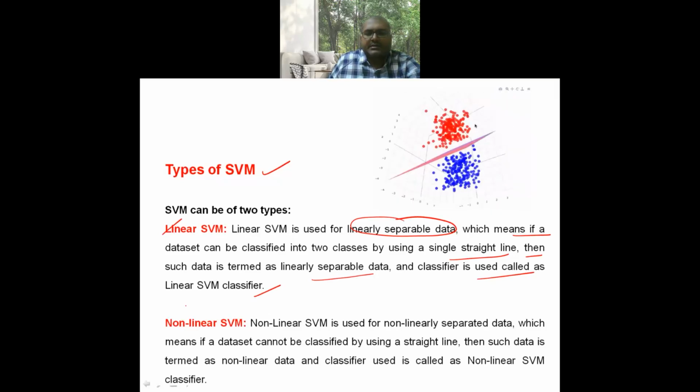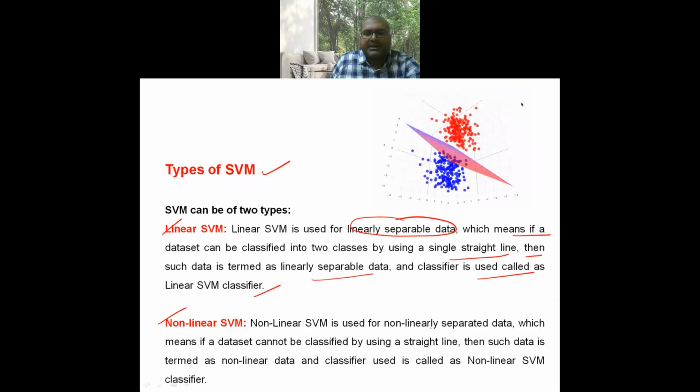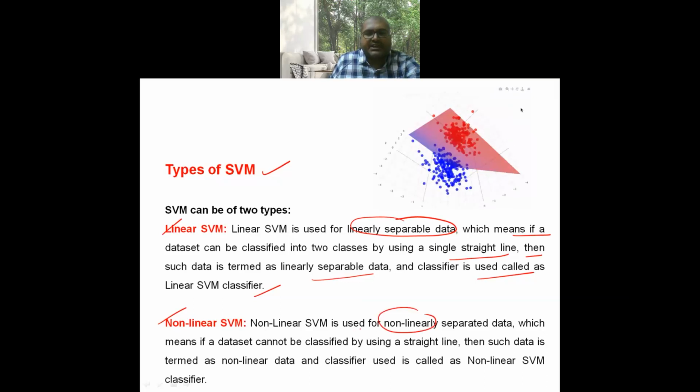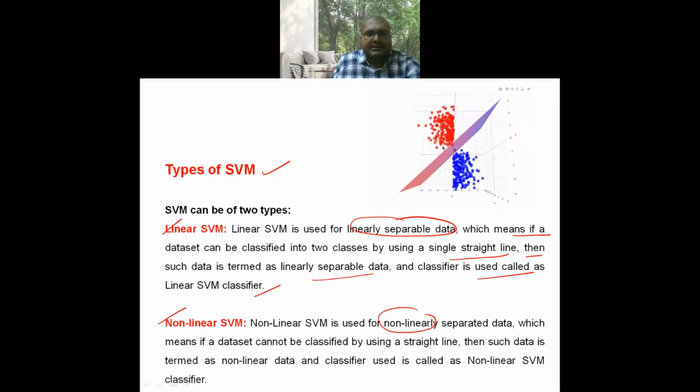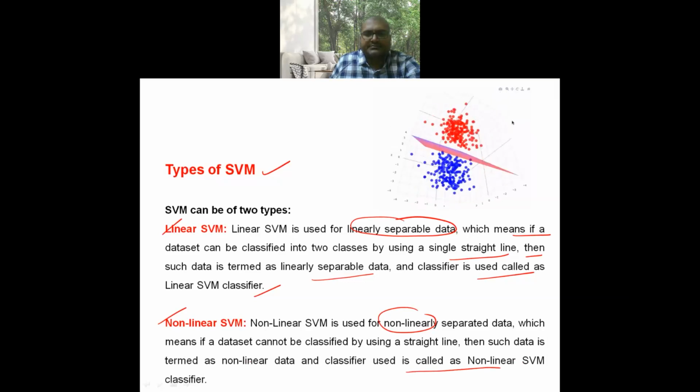The other is nonlinear SVM. Here, the data is in nonlinear form, cannot be separated with the help of a straight line, and in this case, the classifier used is called nonlinear SVM classifier.